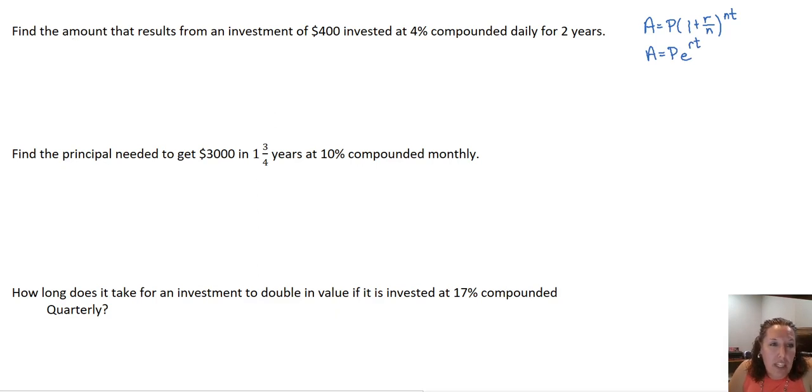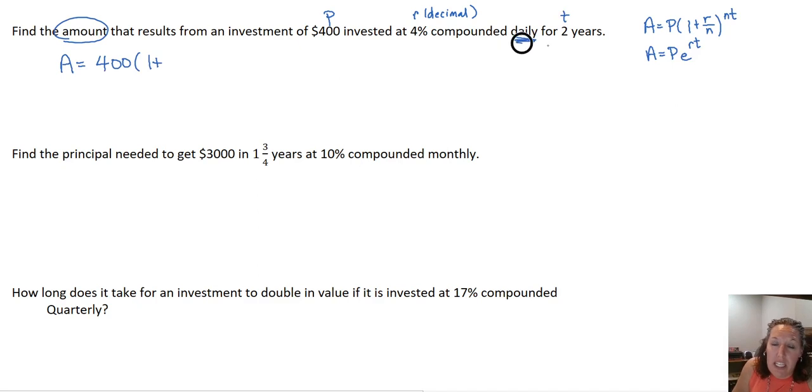All right, so if we want to find the amount that results from an investment of $400, that's going to be our principal investment, our P value, invested at 4% compounded daily, so that's going to be our R, but remember we always want to do R as a decimal. And then our time in years is our T, so if we want to find the amount, that means we're looking for A. Our principal investment is $400.